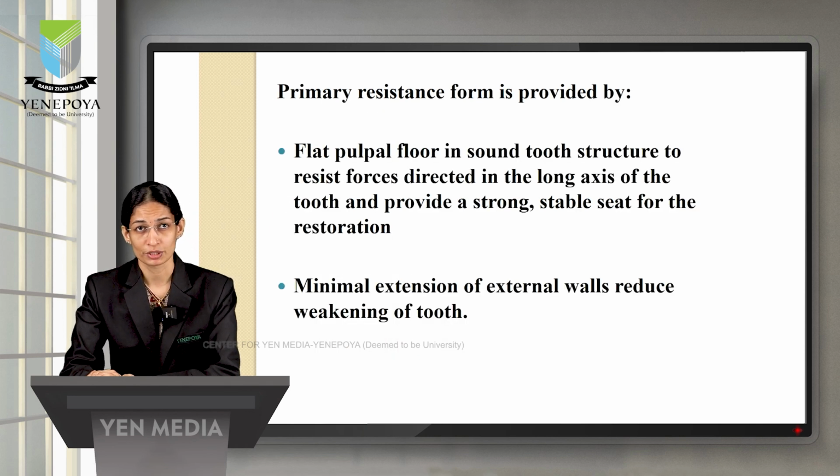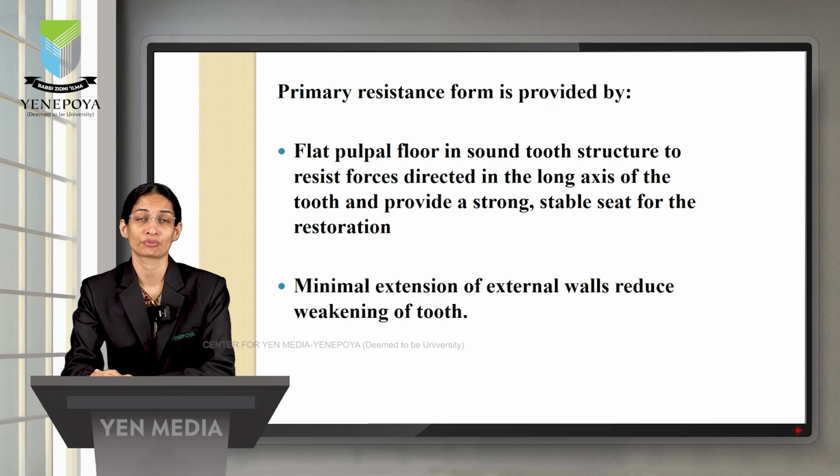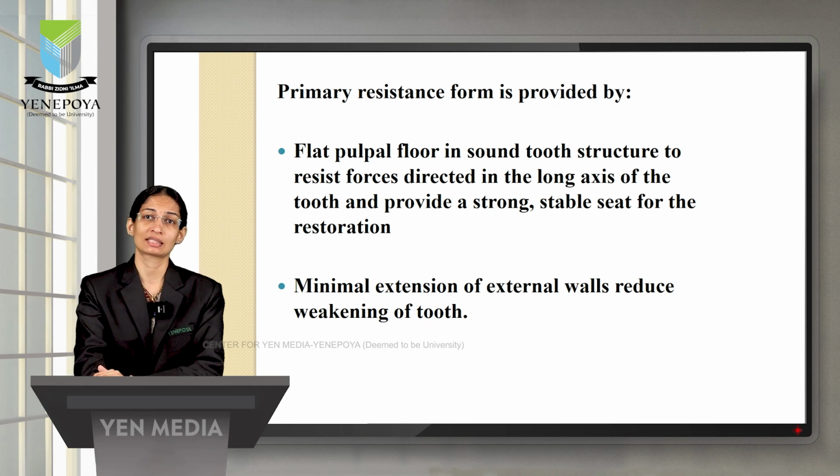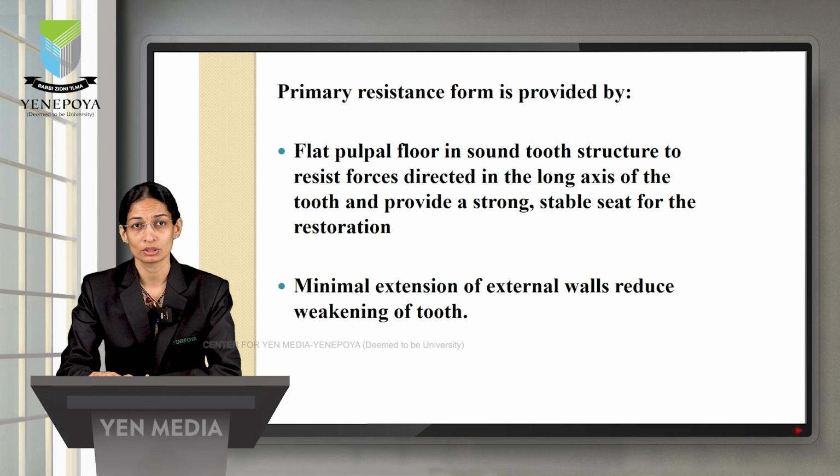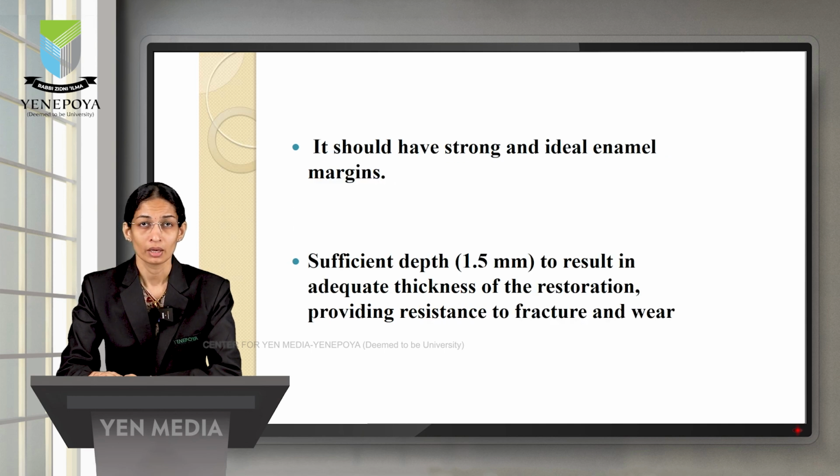Primary resistance form is provided by a flat pulpal floor in sound tooth structure to resist the forces that are directed in the long axis of the tooth and to provide a strong, stable seat for the restoration. Minimal extension of the external walls will reduce the weakening of the tooth. It should have a strong and ideal enamel margin. Sufficient depth of 1.5 mm to result in adequate thickness of the restoration should be provided to provide resistance to fracture and wear.